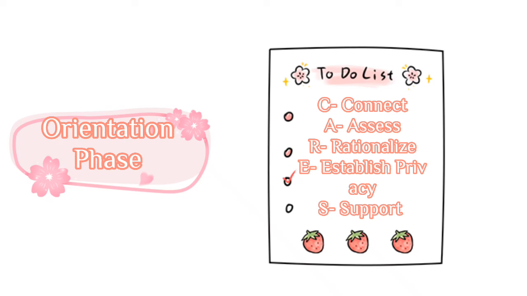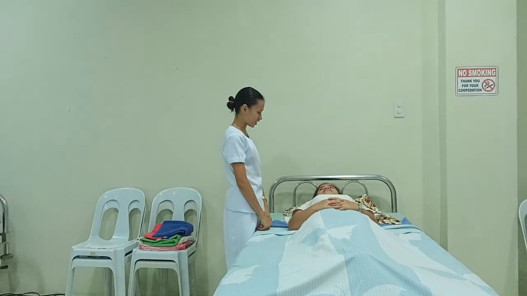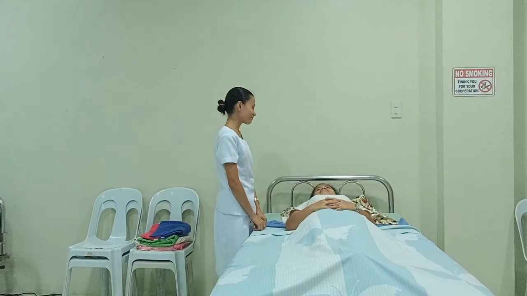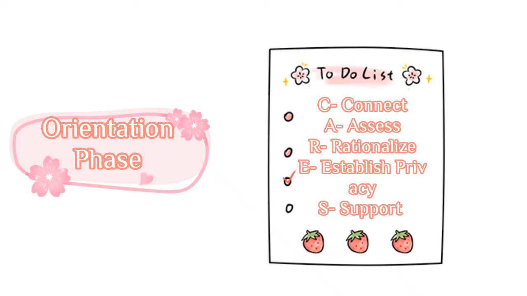C. Connect. Introduces self and instructor to patient. Identifies patient, read wristband and asks patient to state his name. A. Assess. Makes relevant assessments, takes vital signs to ensure that the patient still requires the procedure, is able to tolerate it, and that there are no contraindications.